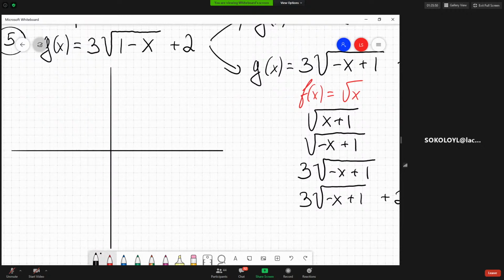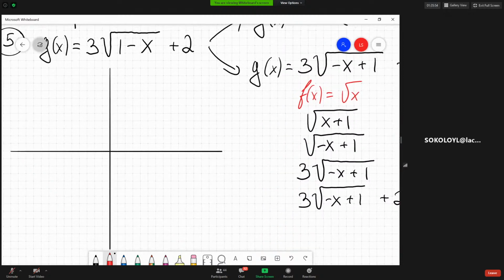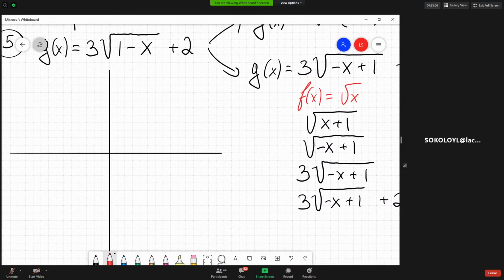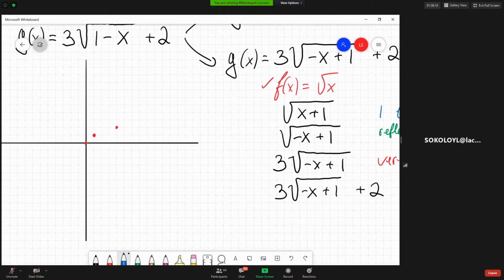All right, so first we'll mark our points for the parent function, the square root of x. And I'll just do 3 points. So these are my parent function points. Next, I have 1 unit to the left that we will mark in blue. So each point is going 1 left, 1 left, 1 left.